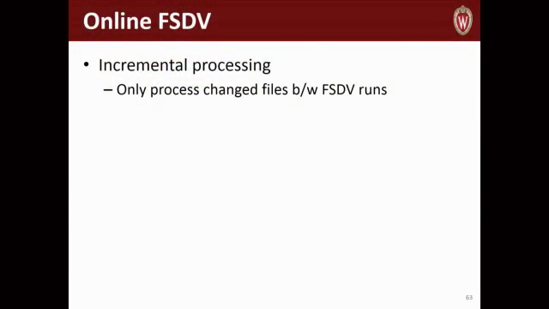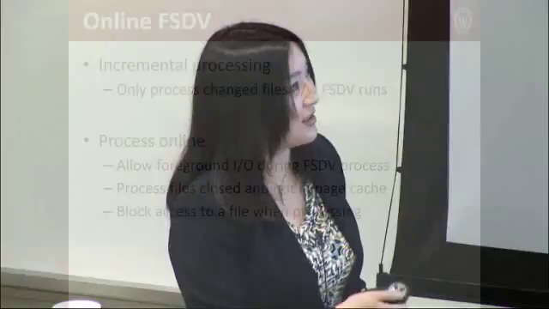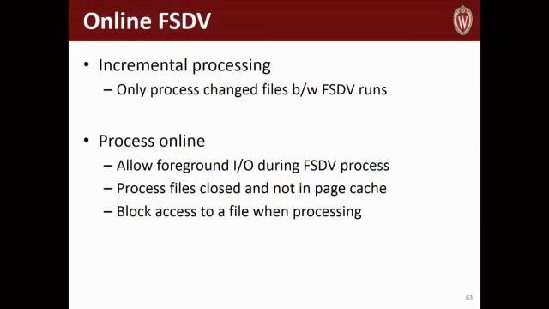So the process I just outlined is an offline process, but it has more performance overhead. So what I did is to make it perform online, and that's the part that I'm working on now. The first optimization that I had is that it will only process the files changed since the last run. From the last run of FSDV, it will keep a record of what files have been changed and only process those files in the next run.